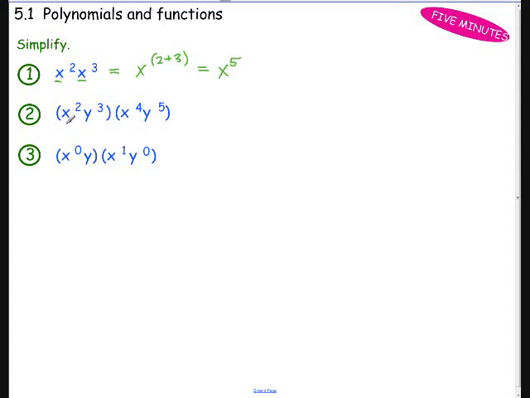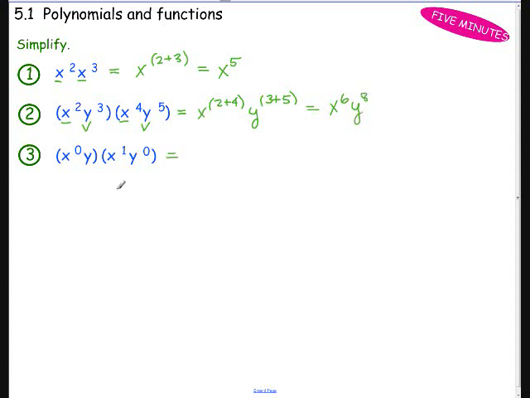Now, for the second one, these two have the same base, and these two have the same base. So we can use that same rule. For those that have the base x, it's 2 plus 4. For those that have the base y, it's 3 plus 5, which can be simplified to x to the 6th, y to the 8th.